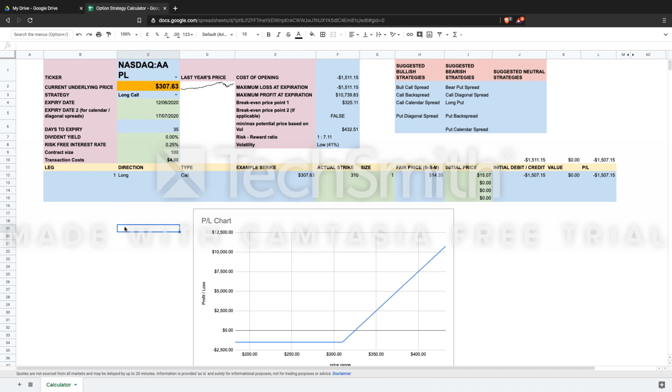Hello, guys. I want to introduce you to my option strategy calculator. As I'm learning about options trading, I decided that one of the best ways to increase my knowledge was to build my own option strategy calculator so that I can get a more thorough understanding of how each of the option strategies works.